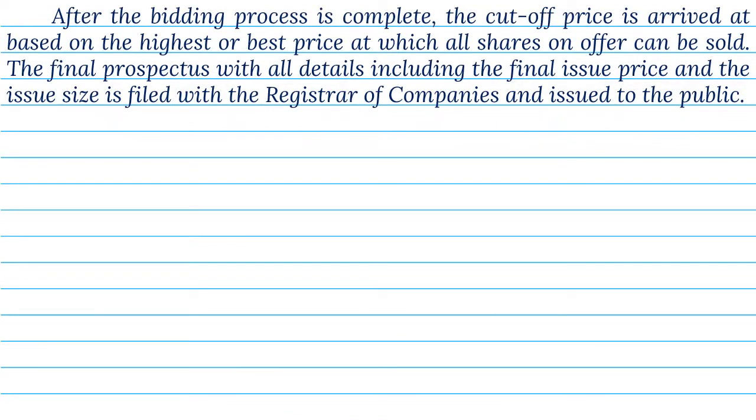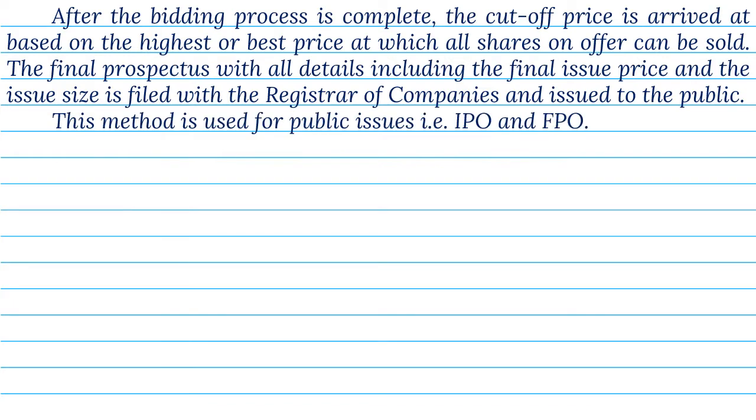After the bidding process is complete, the cut-off price is arrived at, based on the highest or best price at which all shares on offer can be sold. The final prospectus, with all details, including the final issue price and the issue size, is filed with the Registrar of Companies and issued to the public. This method is used for public issues, that is IPO and FPO.